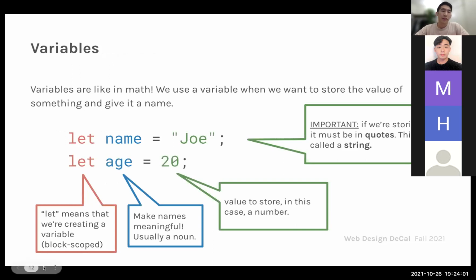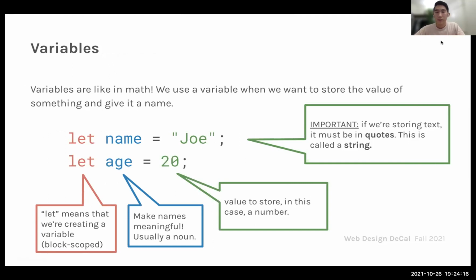So starting off with variables. Variables are just like variables that you see in math. We use a variable when we want to store the value of something and give it a name. For example, those blue circles and those green circles in that demo earlier. So here we have let. Let means that we're creating a variable that's block scoped. I'll talk very briefly about what that means.